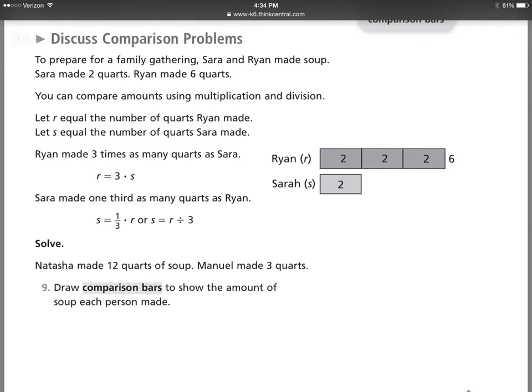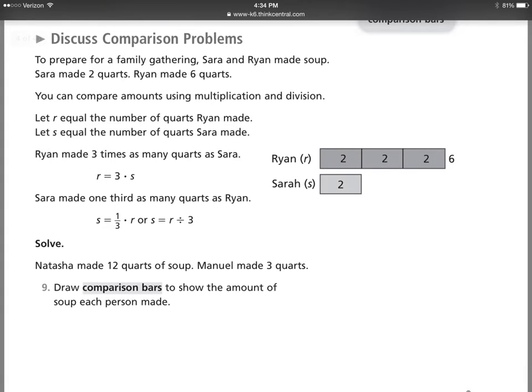Sarah made 1/3 as many quarts as Ryan, so we could write that one of a couple of ways. We could write it as a fraction. Sarah, the amount she has, equals 1/3 of, there's that word of, which means multiply, Ryan's. Pretending we don't know that Ryan's is 6, we'll use R for Ryan. Or we could write that in a different way. Sarah equals whatever Ryan has divided by 3.